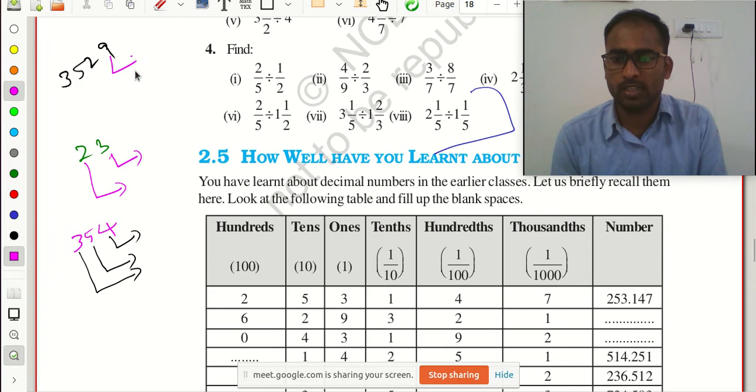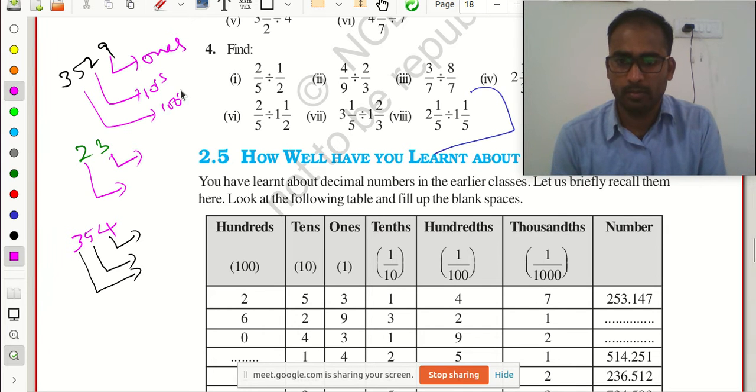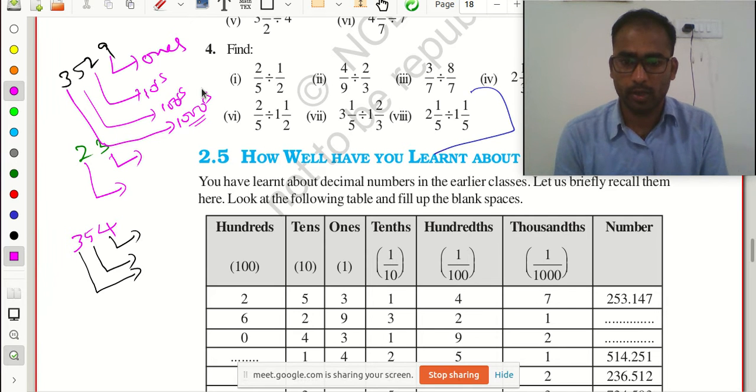Suppose 3529. What is in the ones place? 9. What is in the tens place? 2. What is in the hundreds place? 5. In the thousands place? 3. Okay.